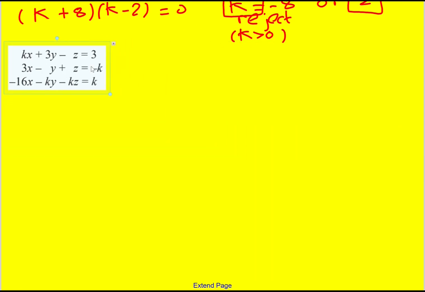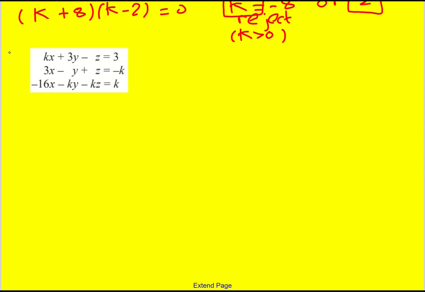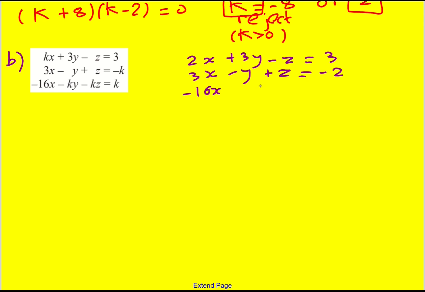So I'm putting k equals 2 in. This gives 2x plus 3y minus z equals 3, 3x minus y plus z equals minus 2, and minus 16x minus 2y minus 2z equals 2. Let's call these equations 1, 2, and 3.